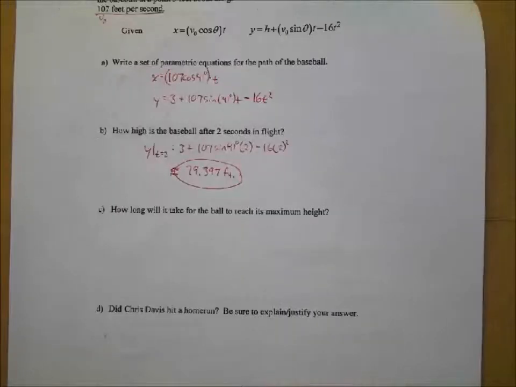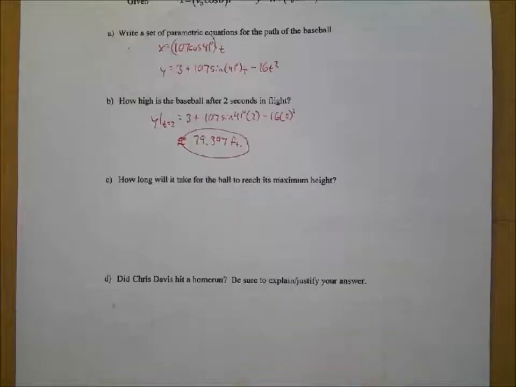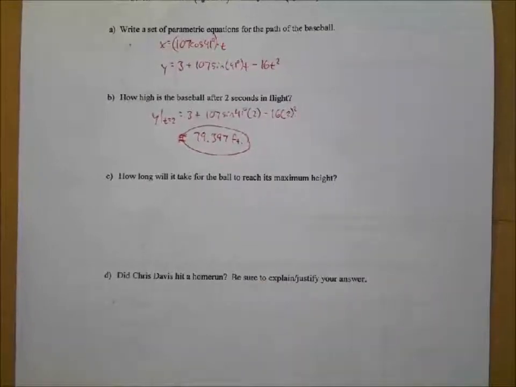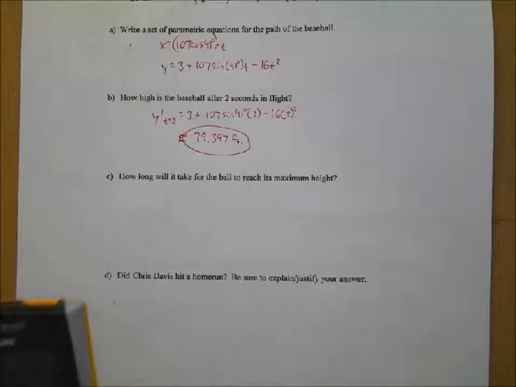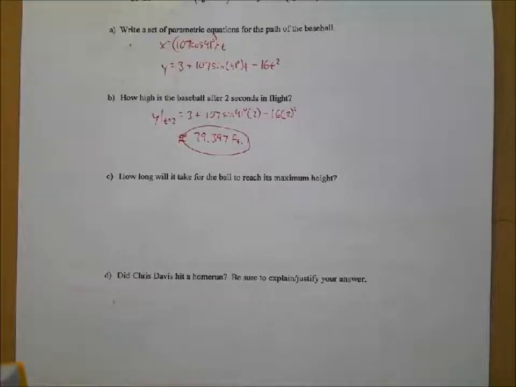All right, letter C. How long will it take for the baseball to reach its maximum height? Okay, so we need to figure out what its maximum height is here. This is a time, and we want to figure out the maximum height. So I think we'll graph this and see right here. So let's graph this thing: 107 cosine 41, and then 3 plus 107 sine 41 times t minus 16t squared. Oh my goodness, I have to adjust the window for that, of course.